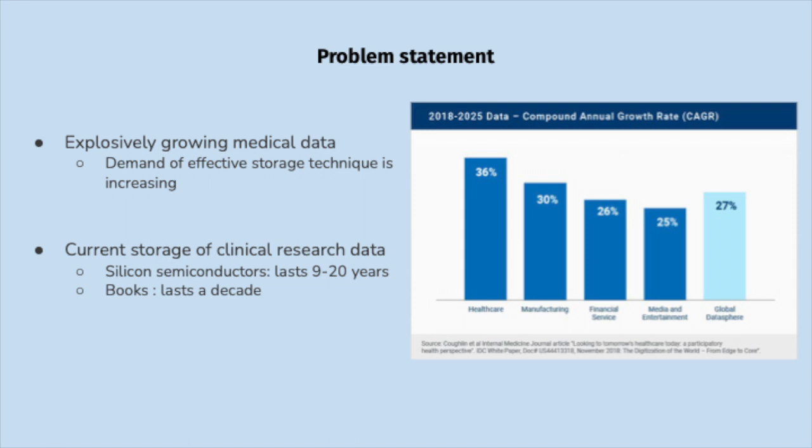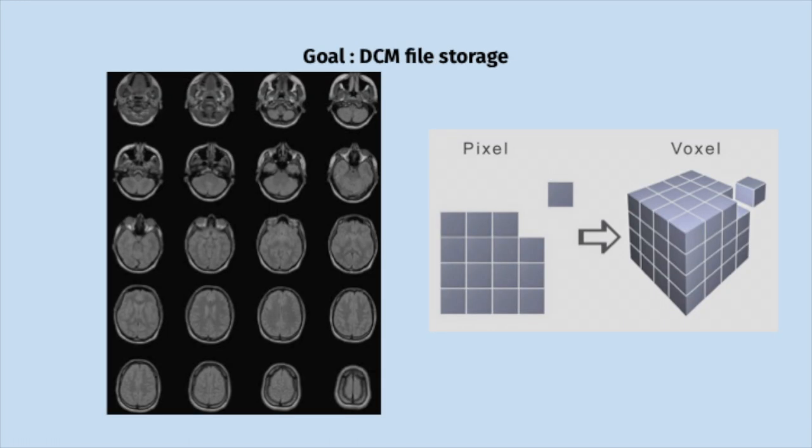For example, DNA is at least 1,000-fold more dense than the most compact solid-state hard drive and at least 300-fold more durable than the most stable magnetic tapes. Given the benefits of DNA storage, the goal of our project is to provide a new way of storing medical data by developing an algorithm that encodes and decodes DCM files to DNA sequences.